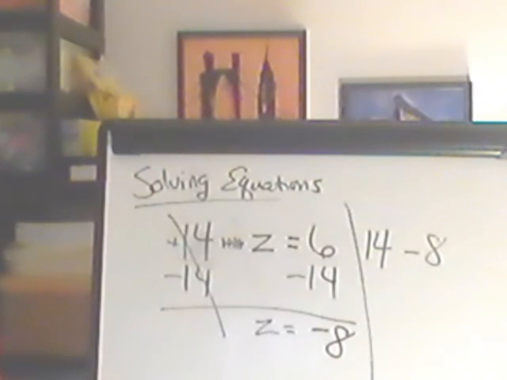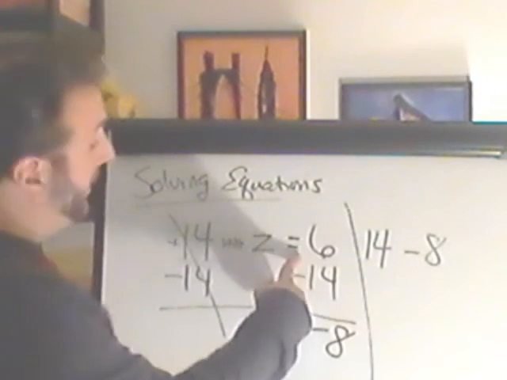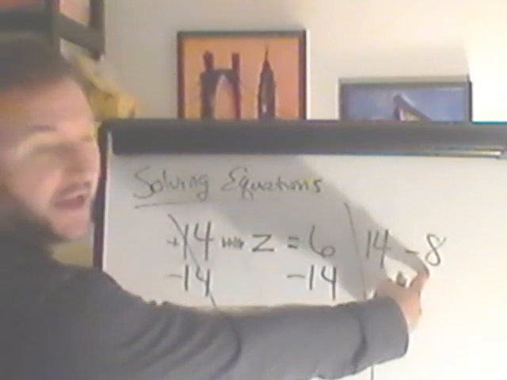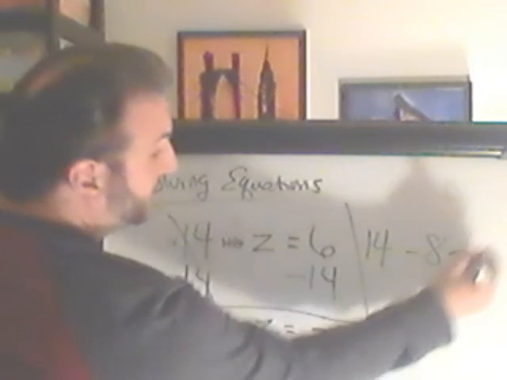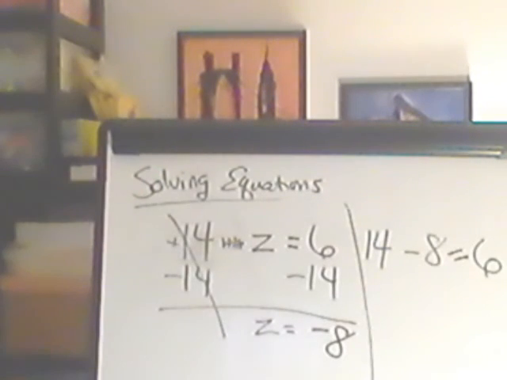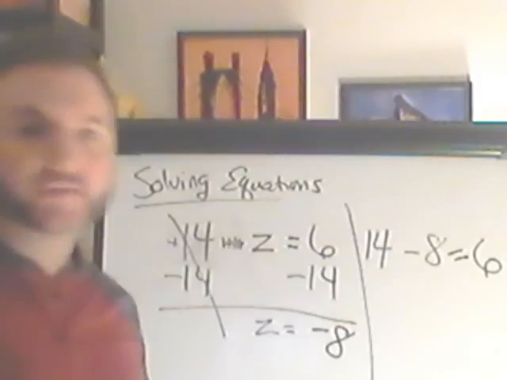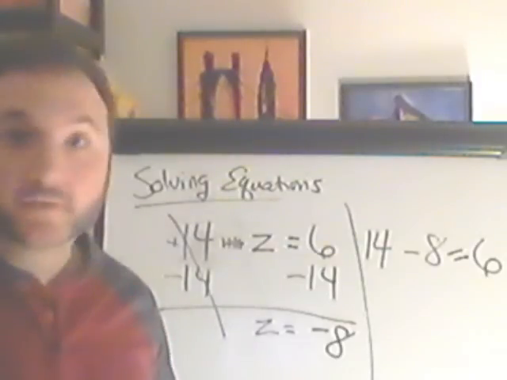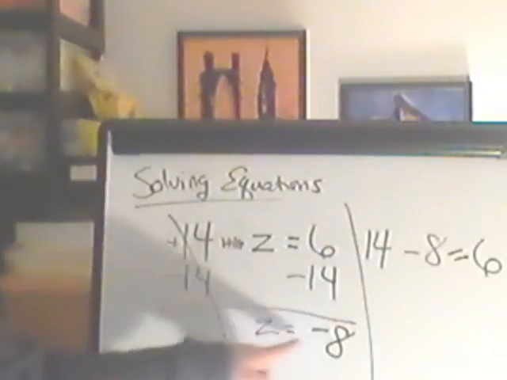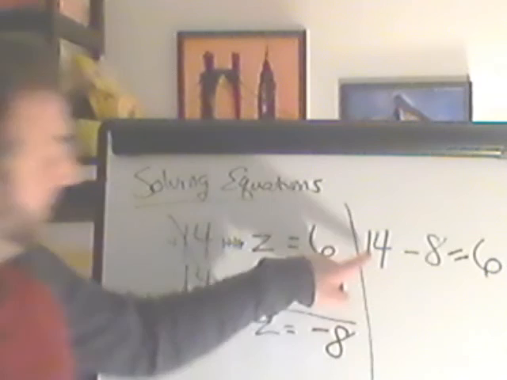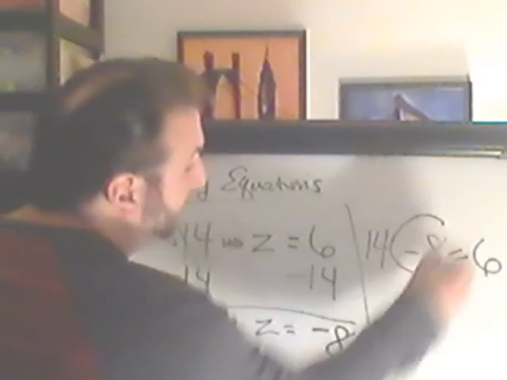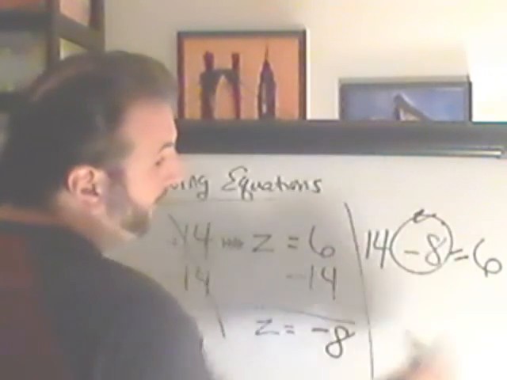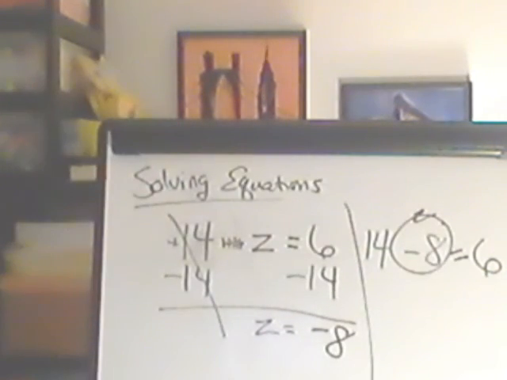So I put a negative 8 right there. So I got 14 minus 8. That's my z, supposedly, right? I do an equals 6. And what do you know? Is 14 minus 8 6? It's got to be, right? So z is, in fact, negative 8. This is the 14. This is the z. And that's the 6. That's the answer.